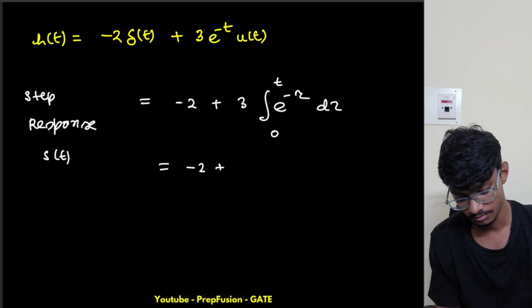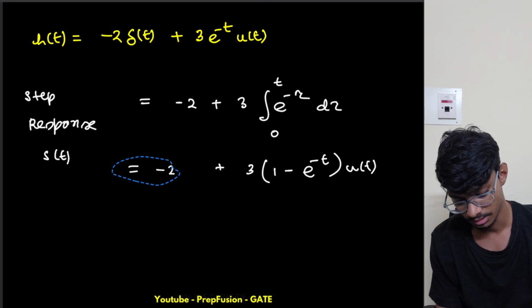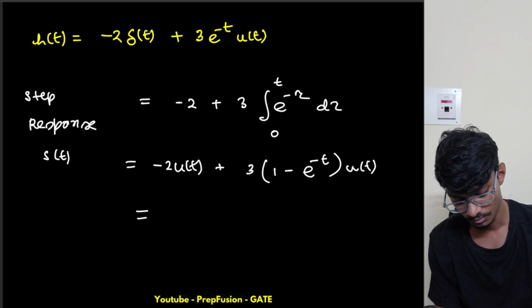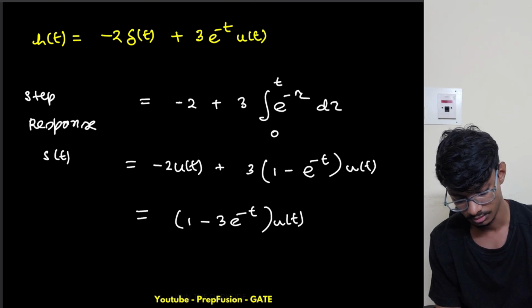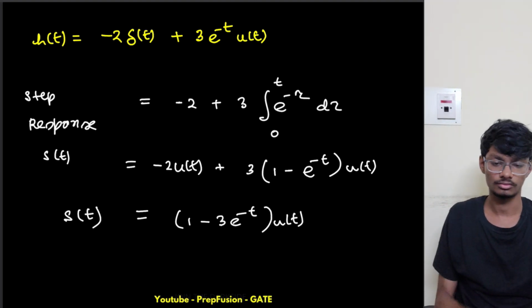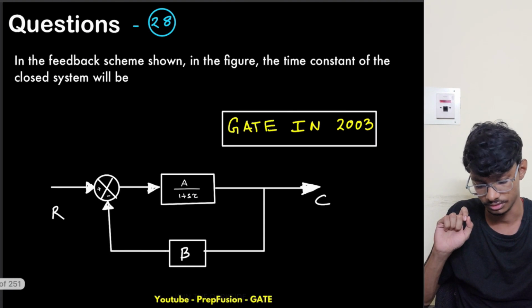So this is minus 2 plus this becomes basically 3 times 1 minus e raised to power minus t into u(t). This is also u(t), basically integration of impulse is step, right? So this becomes 1 minus 3 e raised to power minus t into u(t). This is our step response, right? So using 3 methods you can solve this question. This is a very interesting question.